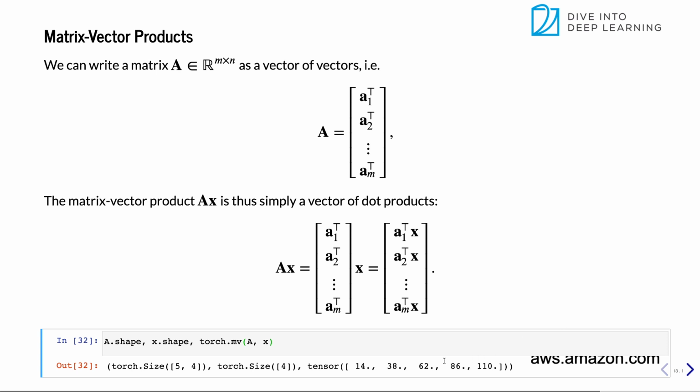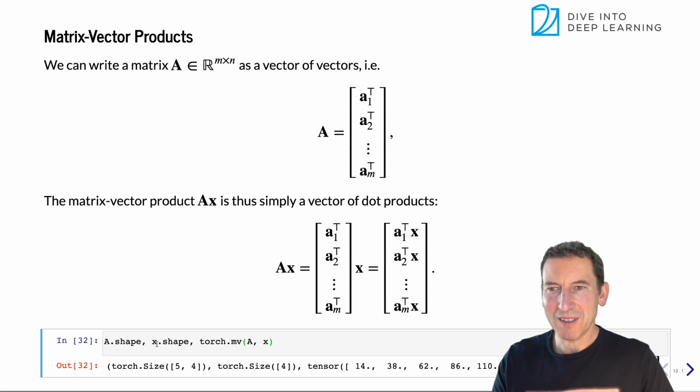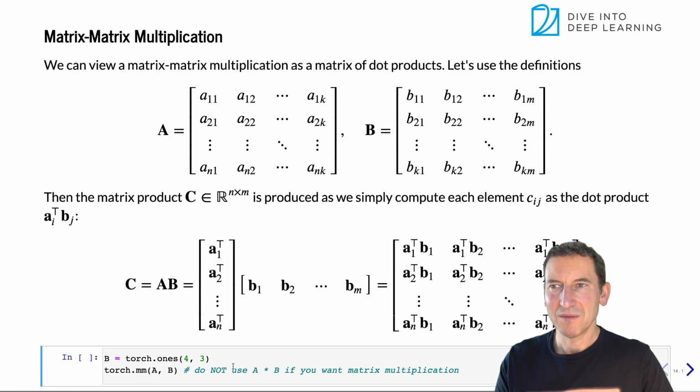Okay, so again, if we look at this here, A is just a 5 by 4 matrix, X is a 4-dimensional vector, and then matrix vector will give me something 5-dimensional. Okay, and almost at the end, I can take a matrix product, and MM will do exactly that.